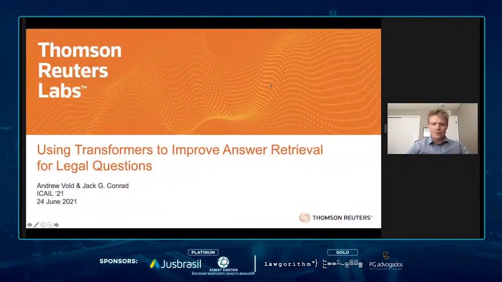Jack Conrad, using transformers to improve answer retrieval for legal questions.